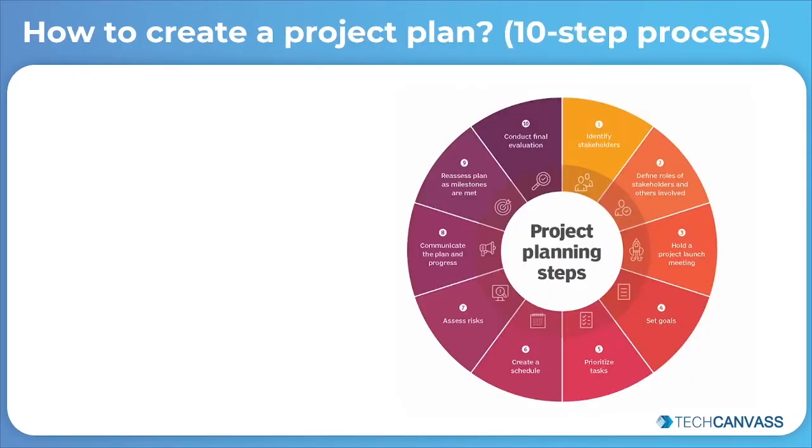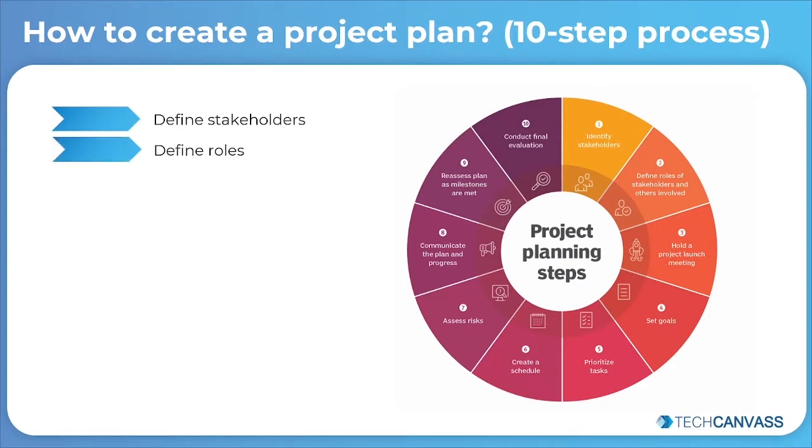Now, a project plan includes 10 steps. So we can also say it is a 10-step process. First one is define stakeholders. The stakeholders include anyone with an interest in the project. They can include the customer or end user, members of the project team, other people in the organization the project will affect, and maybe the outside organization or individual with an interest.